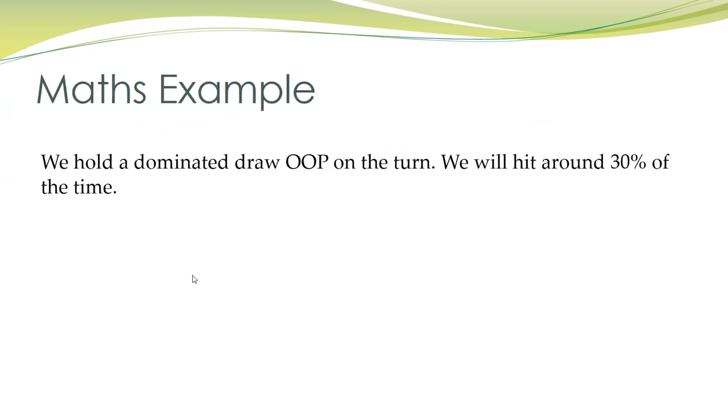So let's have a look at the exercise. We hold a dominated draw out of position on the turn. So right off the bat, if you have a dominated draw, those are the kind of hands that are going to mean you have reverse implied odds for the later streets. Because the idea is you have something like a 6-high flush draw, or you have a flush draw on a paired board, for example. You're going to make your flush, but even when you make your flush, you're not going to be sure whether you can call off a big bet on the river.